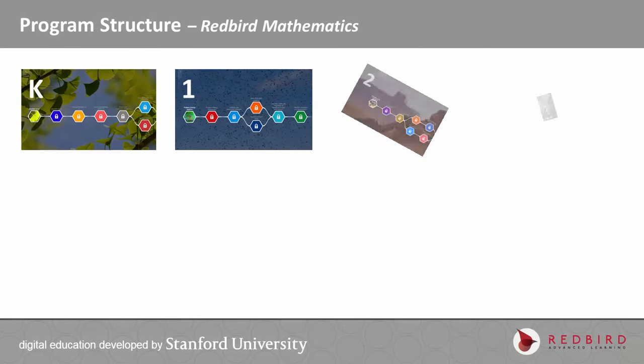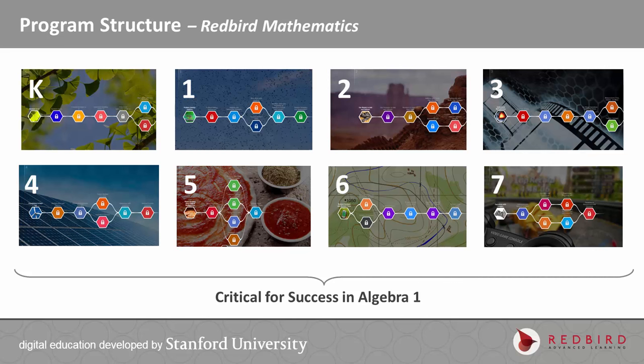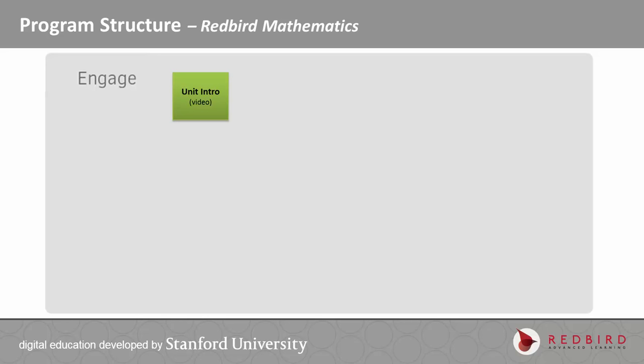Each grade of Redbird Mathematics consists of coherent units of skills that are critical for success in Algebra 1. Each unit begins with a video that introduces the STEM theme and mathematics for the unit. Then, students proceed to a brief assessment that determines their level of proficiency with the unit material. Depending on the results, students are either presented with instruction or taken directly to practice items.